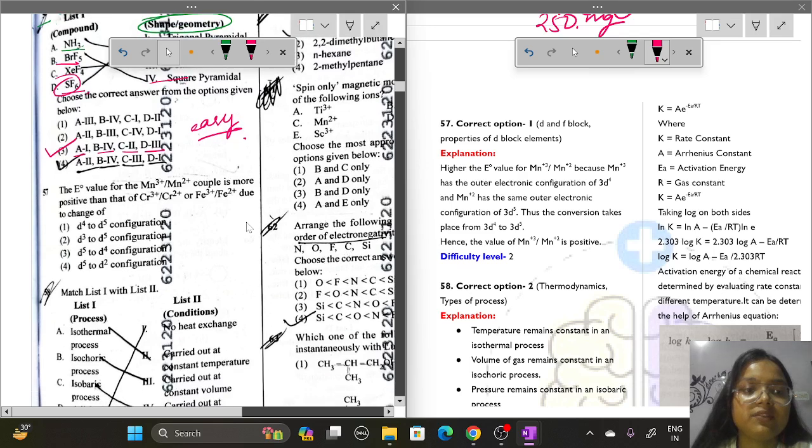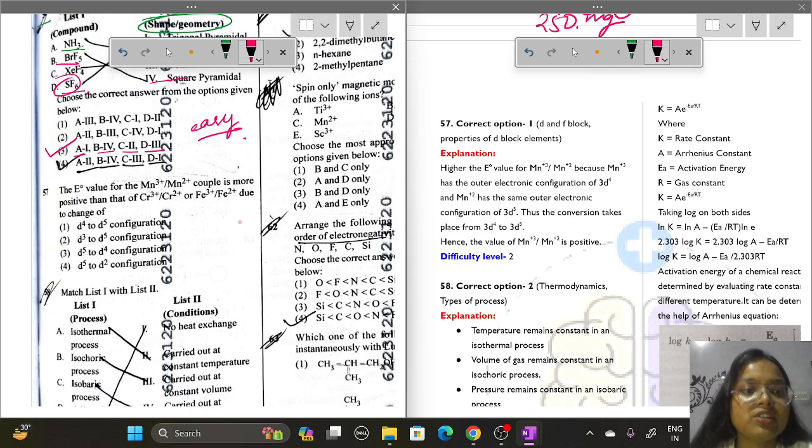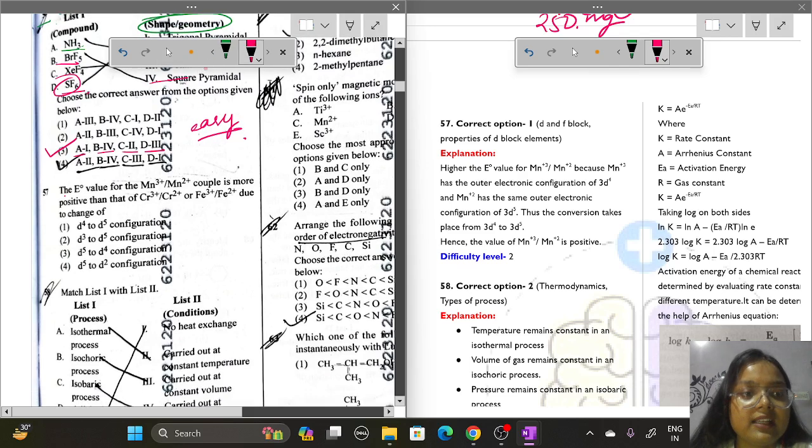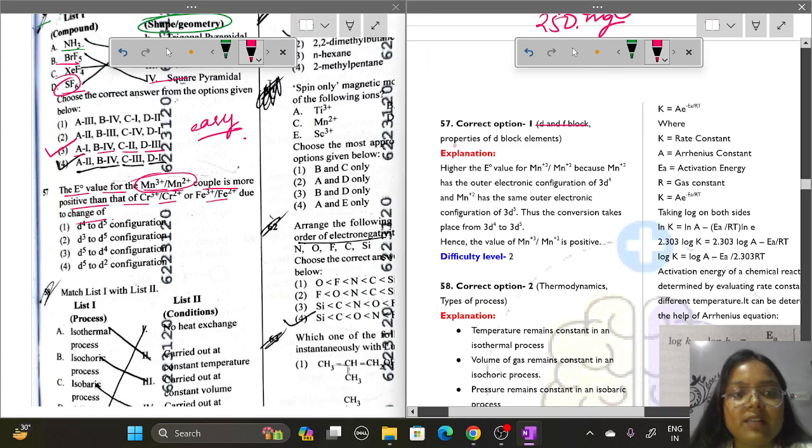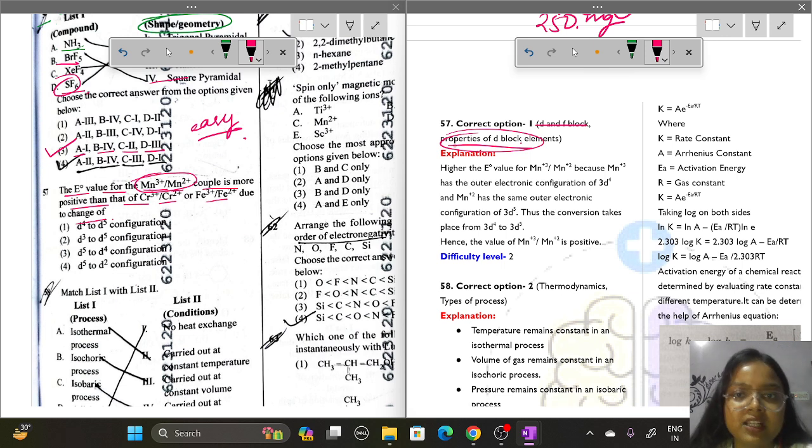Question number 57. Okay. Question number 57 says the E naught value for the Mn+3 to Mn+2 couple is more positive than that of Cr+3, Cr+2 or Fe+3, Fe+2 due to the change of. Okay, so we have to find out the E naught value for the change of Mn+3 to Mn+2. Okay, so here see, it is from d and f block elements, right? And it is from properties of d and f block.